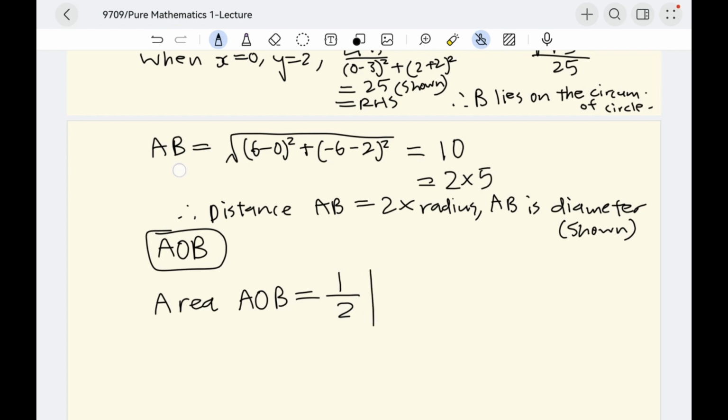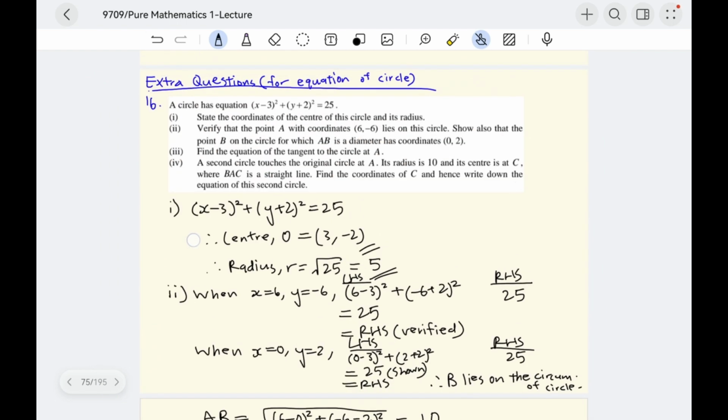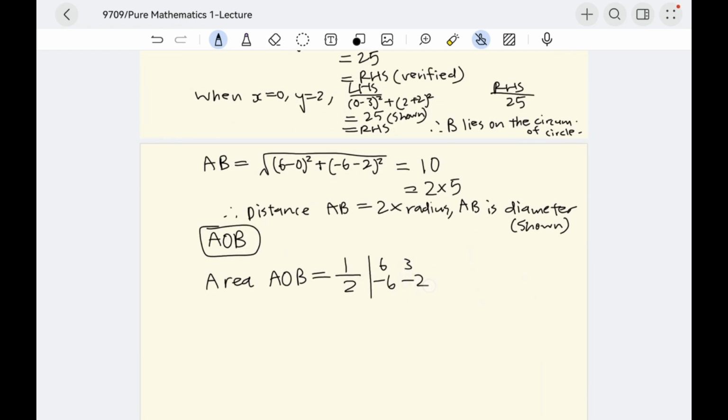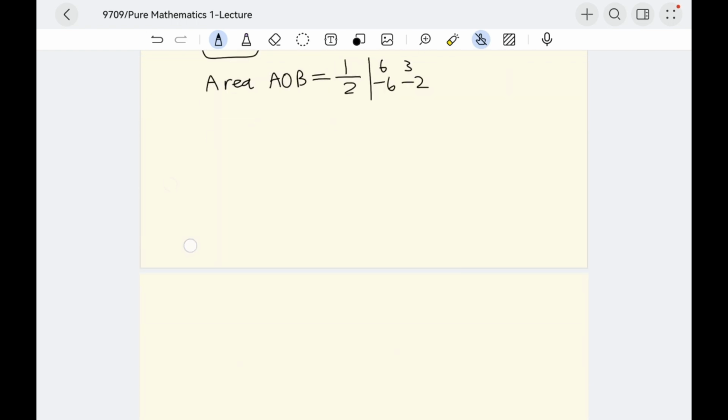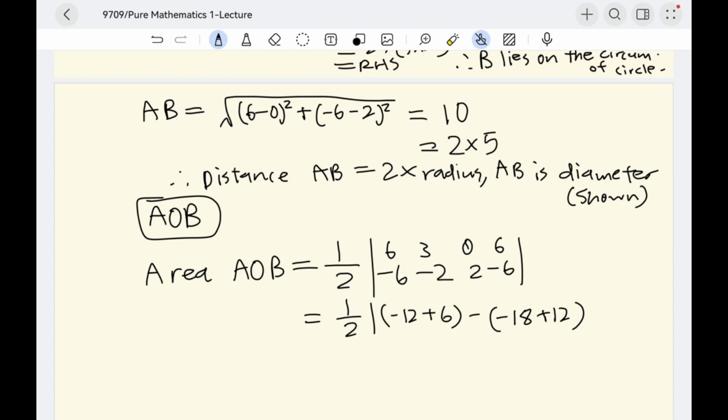So what are the coordinates of A? A is 6, negative 6. What is the center? 3, negative 2. What is B? B is 0, 2. And all the way back to 6, negative 6. So using the shoelace method, cross multiply like that in the addition and carry out the same way for the negative side. So you have negative 12 plus 6 minus 18 plus 12.